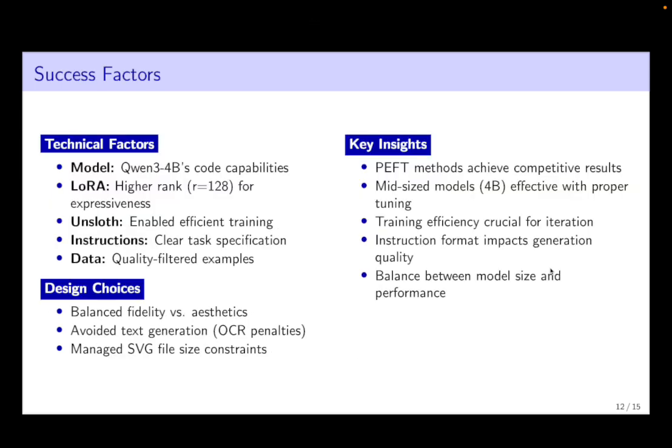Moving into our analysis in section 4, what were the key factors contributing to this success? We believe it was a combination of things: the strong foundation provided by the Qwen model's code capabilities, the expressiveness gained from using LoRA with a higher rank, the crucial efficiency boost from Unsloth enabling rapid iteration on the T4, clear task guidance via the instruction format, and using quality-filtered data.